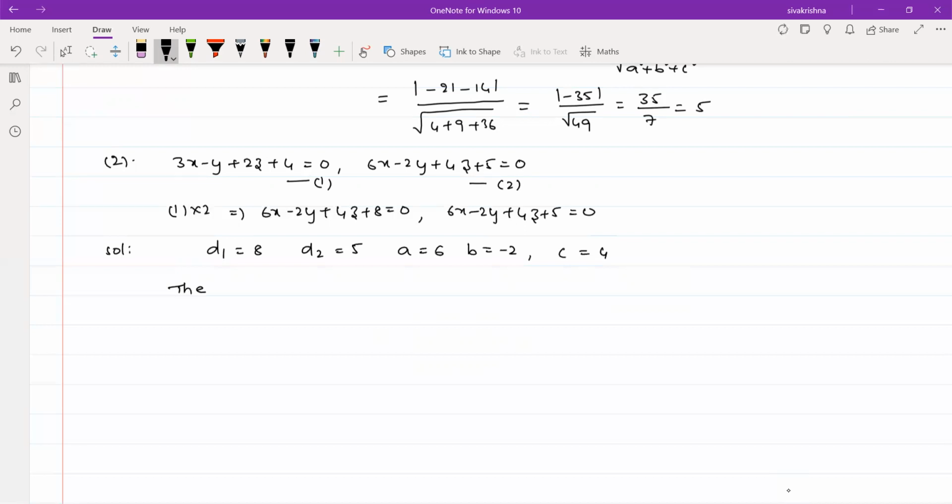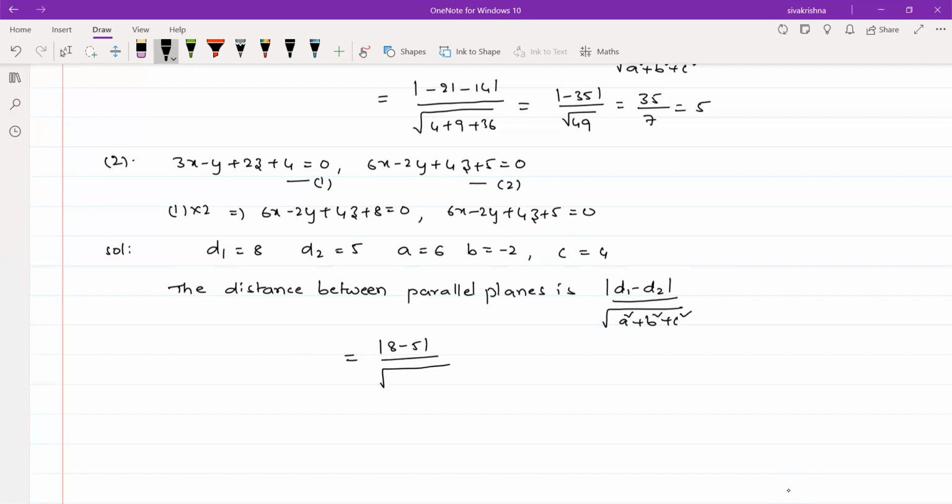Now, the distance between parallel planes is modulus of d1 minus d2 by root of a square plus b square plus c square. Okay, so this is equal to modulus of d1, which is 8, minus d2, which is 5, by root of a square, so 36, plus b square, so 4, plus c square, which is 16. So this is equal to 3 by root 56.